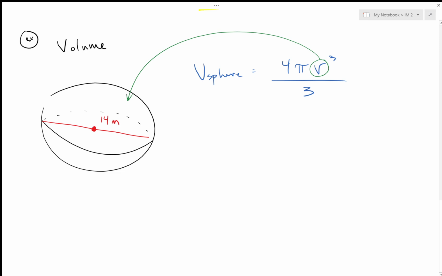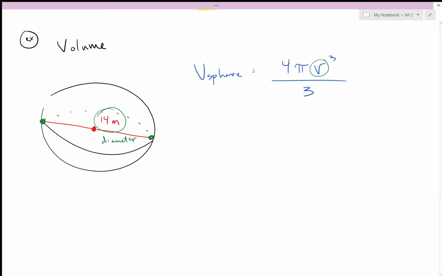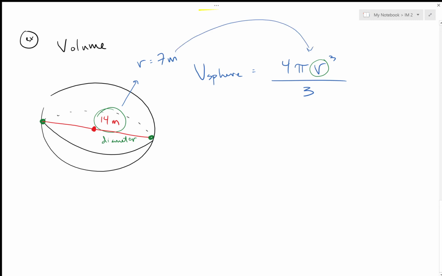Now, is that 14 meters the radius? It is not. All right, so the 14 meters, that's actually the diameter. You see how that goes from one end of the sphere to the other? So just like if it was a circle, that's the diameter. That's all the way across. We would need the radius, which is half of that. So if we pull this out here, the radius is actually going to be half, which is 7 meters. Okay, and that's the info that we're going to put in. So we have 4 pi. Instead of r, it's going to be 7, but we need to cube it over 3.